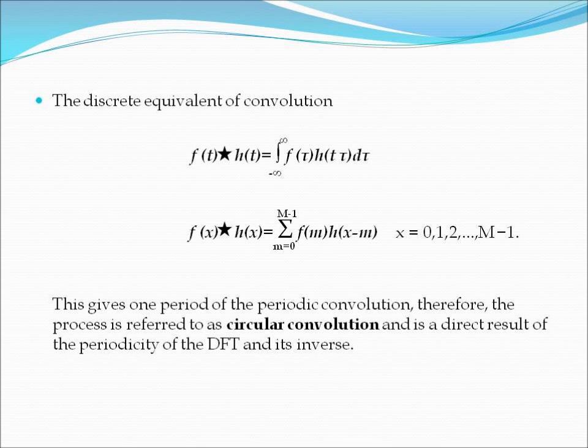Another tool of our interest is convolution, whose discrete equivalent is as given. The important result which this yields is that it gives one period of the periodic convolution. Therefore, the process is also referred to as circular convolution, and it is a direct result of the periodicity of the discrete Fourier transform and its inverse.